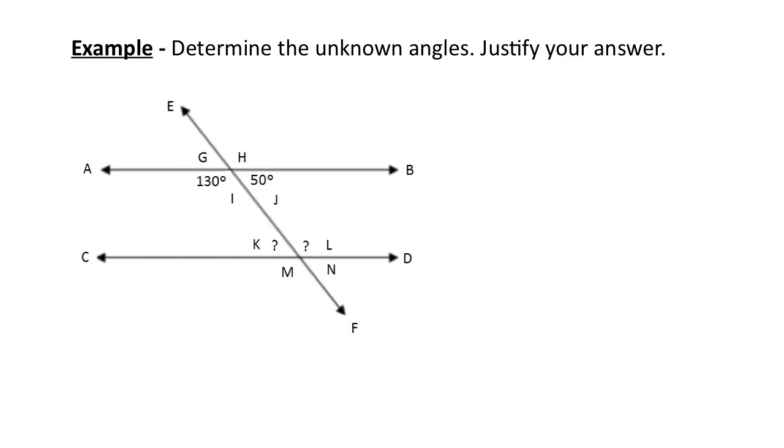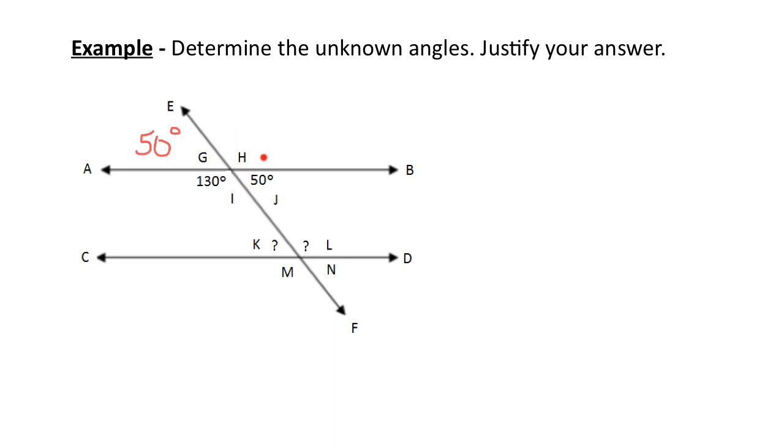So let's start off with angle G up on the top here. So what I know is that angle G is opposite to angle J. And because I know angle J is 50, remember that opposite angles are equal to each other. So if angle J is 50, that means angle G also has to be 50 degrees. So I'm going to go ahead and fill that in here. And my justification, again, is because I know that these angles are opposite angles.